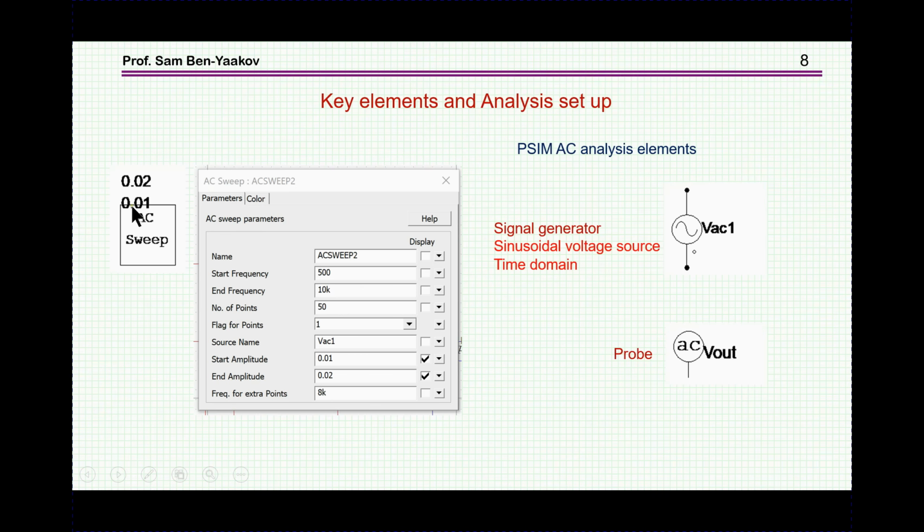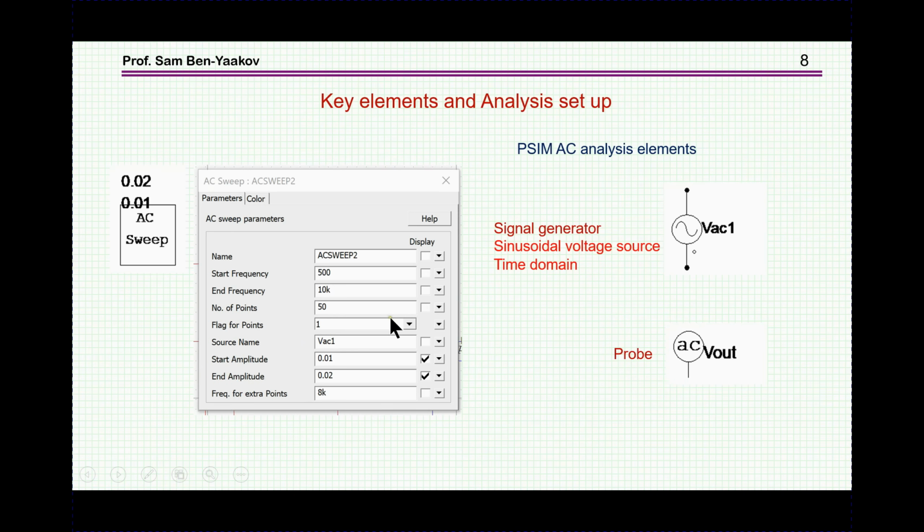Then we have the AC sweep command, and this is its setting. And what we see here is a start frequency, that is where we start the sweeping. We have the end frequency, number of points that we want in this range, flag for points, meaning whether we like the points to be distributed linearly or logarithmically, the source name, that is, which is the source, start amplitude, and end amplitude.